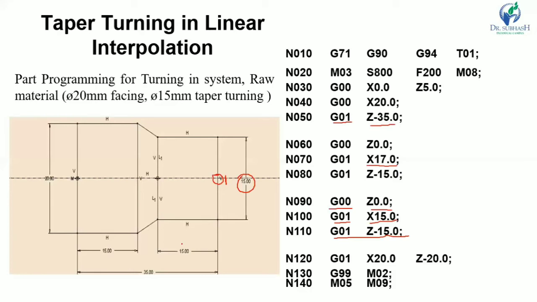X and Z both simultaneous motion. So for that here G01, X is 20 and Z is minus 20.